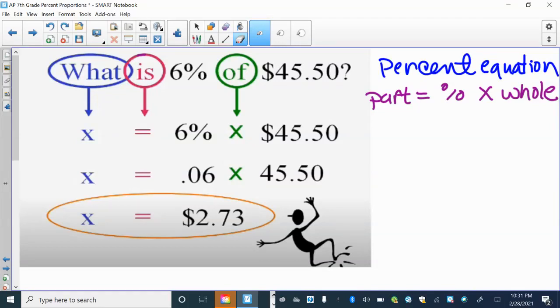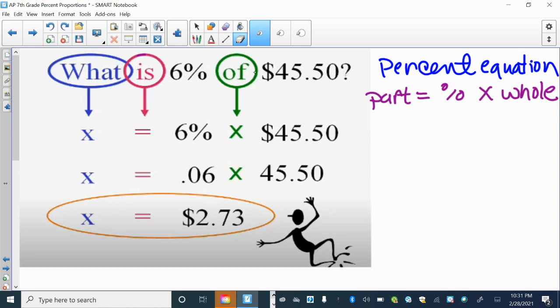Today we're going to review percent proportions, specifically the percent equation. Here's our formula for the percent equation. Part equals percent times whole. What is 6% of $45.50?